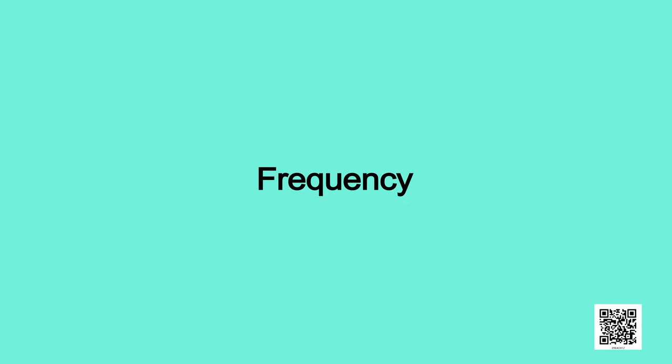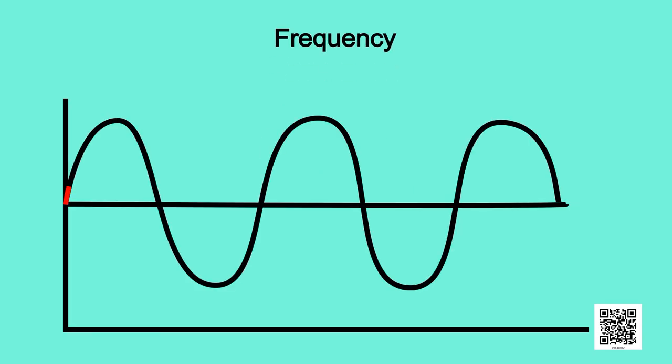The number of oscillations per unit time is the frequency of the sound wave. It is usually represented by nu. Its SI unit is hertz.